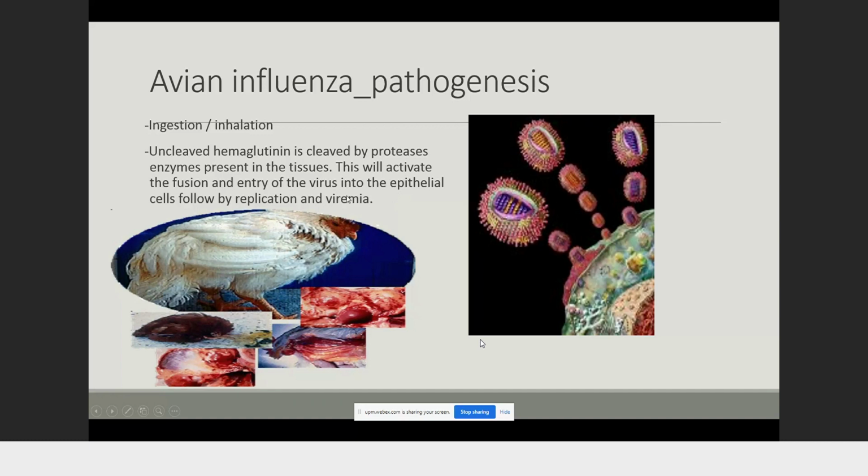And as I mentioned just now, for avian influenza, particularly highly pathogenic, it has receptors on endothelial cells, which is located in the blood vessel. So the effect will be tremendous.